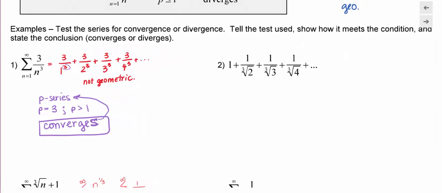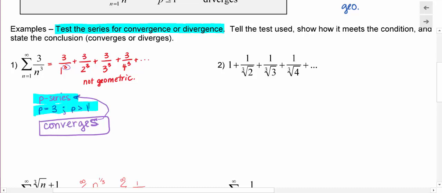So we're testing all these series for convergence or divergence. We're going to tell the test used, that was P-series test, how we meet our condition, that's that middle part there, and then our conclusion will just be converges or diverges.